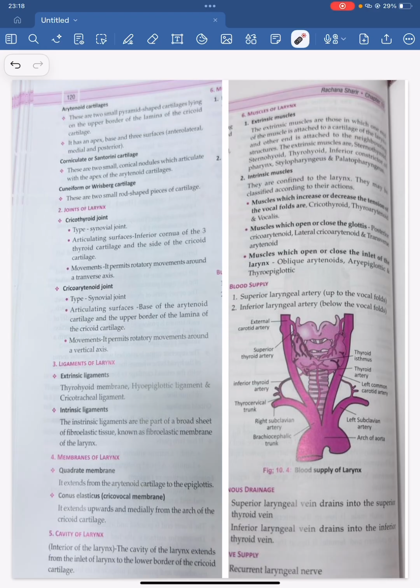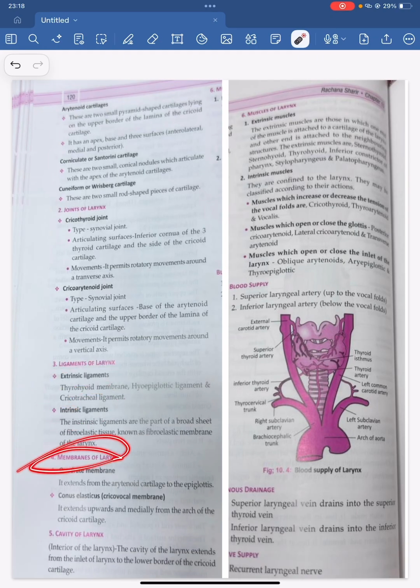So what joints are present? The cricothyroid joint will be there. It is a type of synovial joint, the articulating surface being the inferior cornu of the thyroid cartilage and the side of the cricoid cartilage. Just mention the joints of the larynx, like the cricothyroid joint and cricoarytenoid joint. Don't go deep in this. Ligaments of the larynx: extrinsic ligaments and intrinsic ligaments.